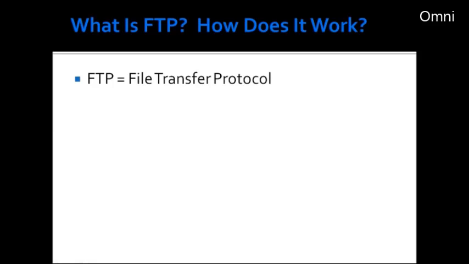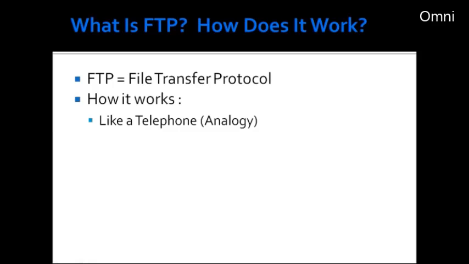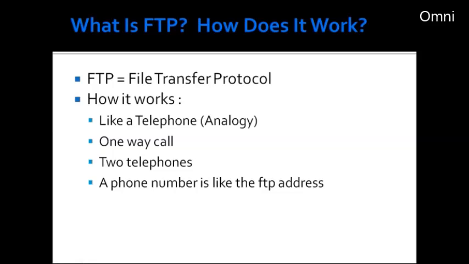Well, it's sort of like a telephone. You see, to make a one-way call, you need two telephones, right? Obviously, you can make many calls, but we're just talking about a one-way call. So you're going to have telephone A and telephone B. You also need their phone number. Let's say telephone A is calling telephone B. Telephone A dials telephone B's number into telephone A. At that point, it connects to telephone B.